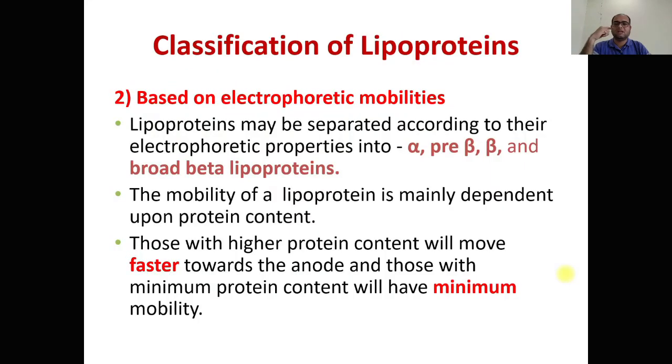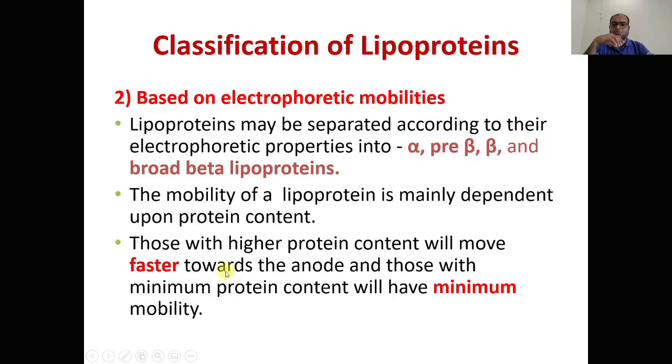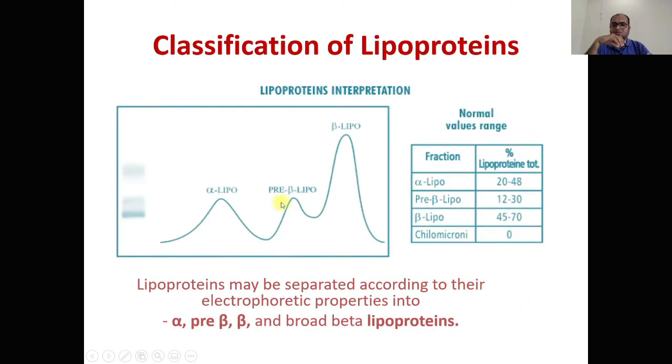Second is based on their electrophoretic mobilities. If you subject them to electrophoresis, they can be separated into alpha, pre-beta, beta, as well as broad beta lipoprotein. Those components which have the maximum amount of protein are going to move fastest in electrophoretic mobility. You can see here alpha lipoprotein, pre-beta, beta lipoprotein, and their respective percentages.